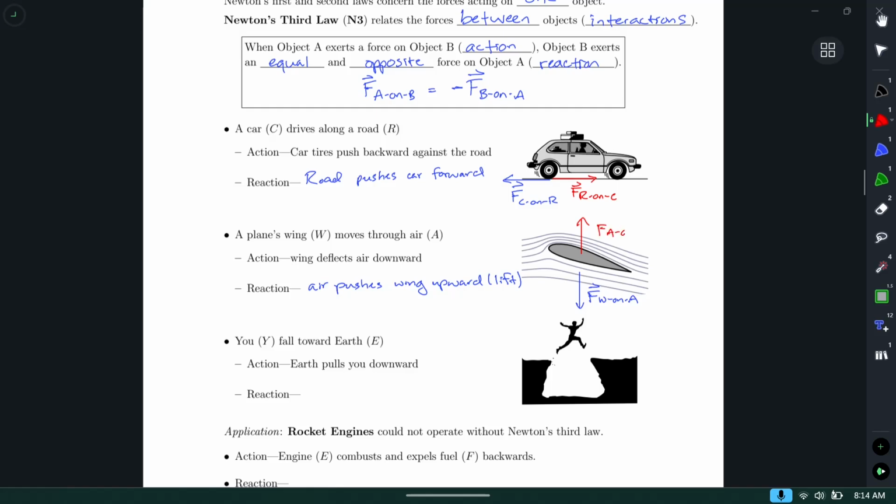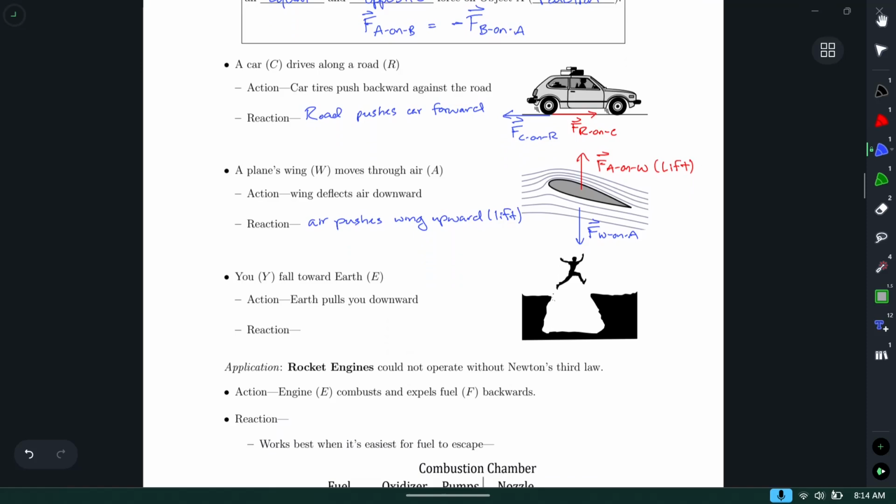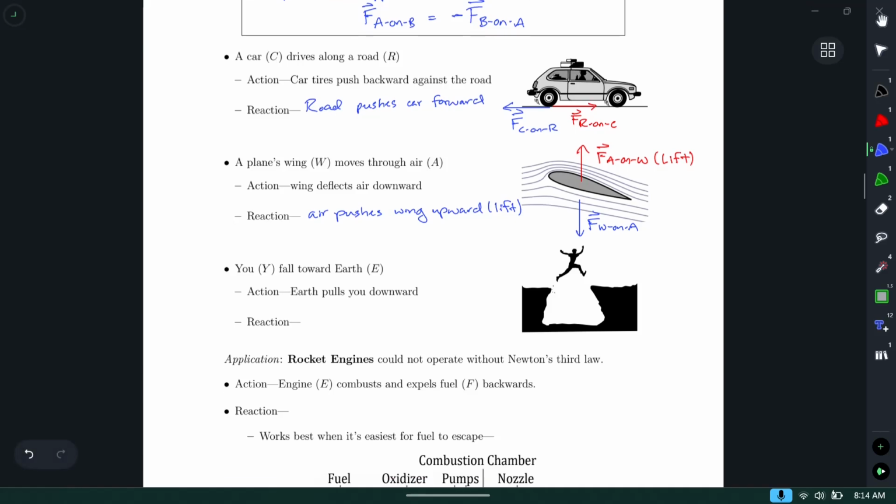So this is the force the air exerts on the wing, and that's what we call lift. All right, this last one is the one I'm saying you're not going to want to give this answer, but here it is. When, say, you jump over something, or even if you're standing still, Earth is going to pull on you. It exerts a gravitational force on you. So this is the force Earth exerts on you.